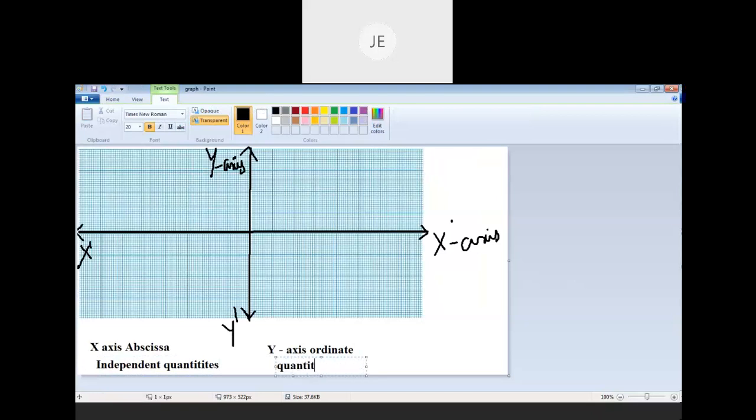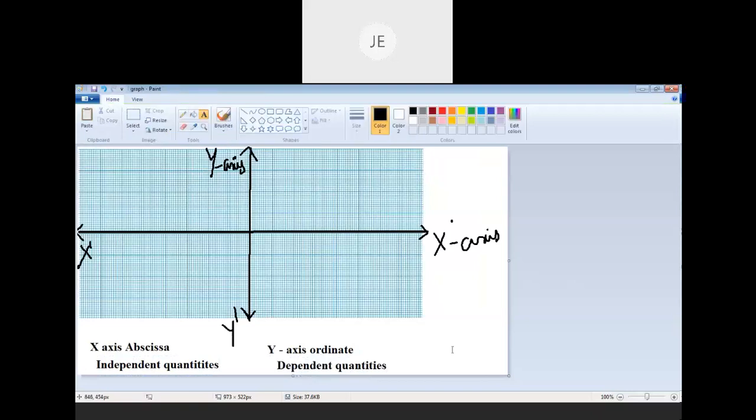Whatever I am teaching now, you will get in mathematics, that is coordinate geometry. Graphs, x-axis, y-axis, abscissa, ordinate, we call all of these coordinate geometry. This comes under the mathematics concept. And on the x-axis, in general, we take independent quantities; on the y-axis, we take dependent quantities.